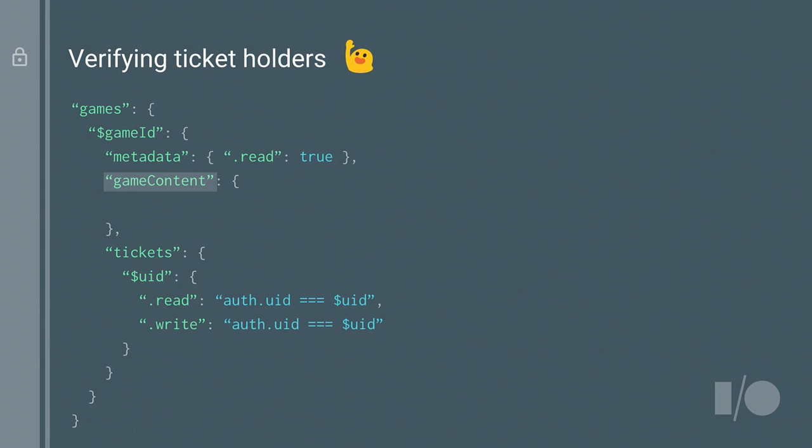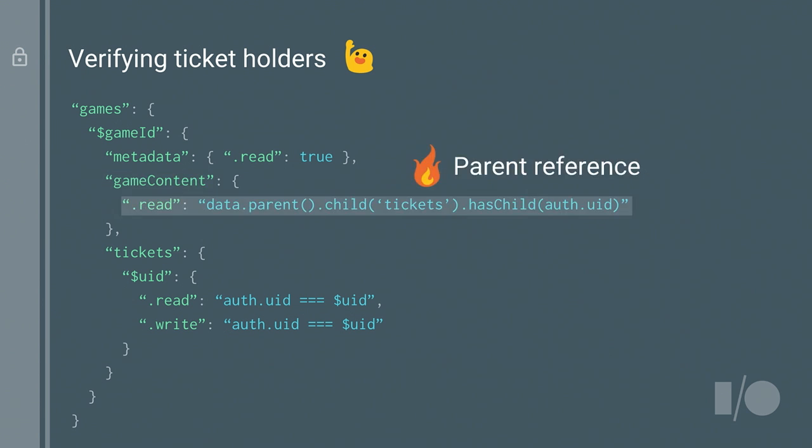The next thing we want to do is lock down this game content node. Essentially, if the tickets node has the currently logged in user's UID as a key, then allow the write or allow the read. We can do that by using a parent reference. We take data, which again is the current data at that location, call parent, then go to the tickets node and see if it has the currently logged in user as a child.